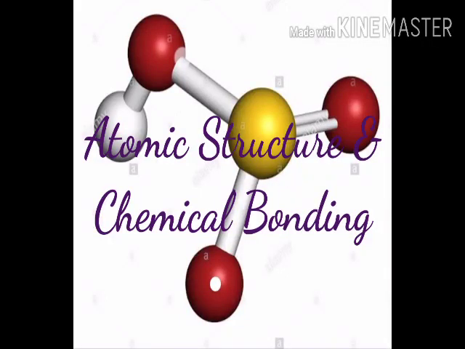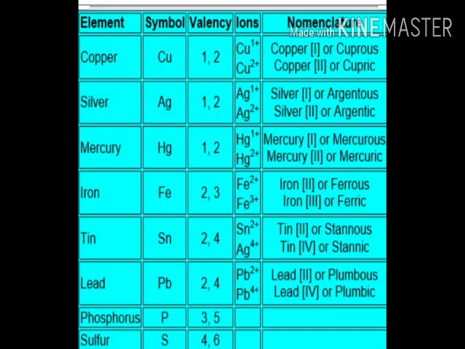Hello students, let us continue the chapter Atomic Structure and Chemical Bonding. In this module, we are going to first of all start with some valence electrons, that is, elements having more than one valency, that is variable valency, like copper, silver, mercury having 1 and 2 valencies, iron 2 and 3, tin 2 and 4, lead 2 and 4, phosphorus 3 and 5, sulfur 4 and 6 respectively.